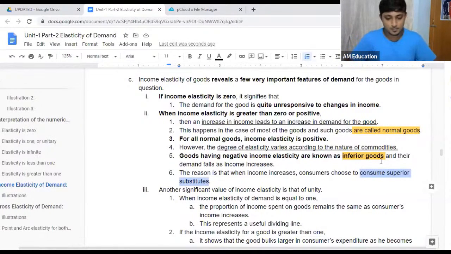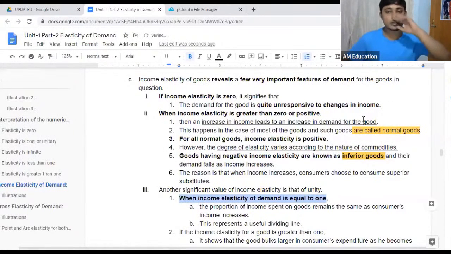Right. Now, another significant value of income elasticity is that of unity. Unity only. When income elasticity of demand is equal to 1, when will the income elasticity of demand be equal to 1? In the regular formula, when will the income elasticity of demand be equal to 1?